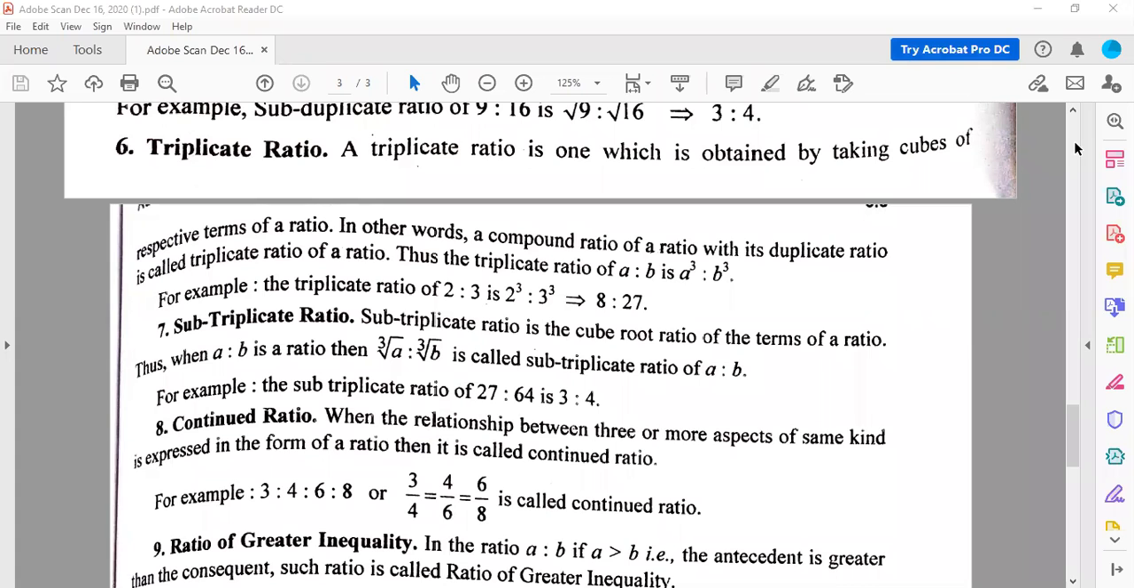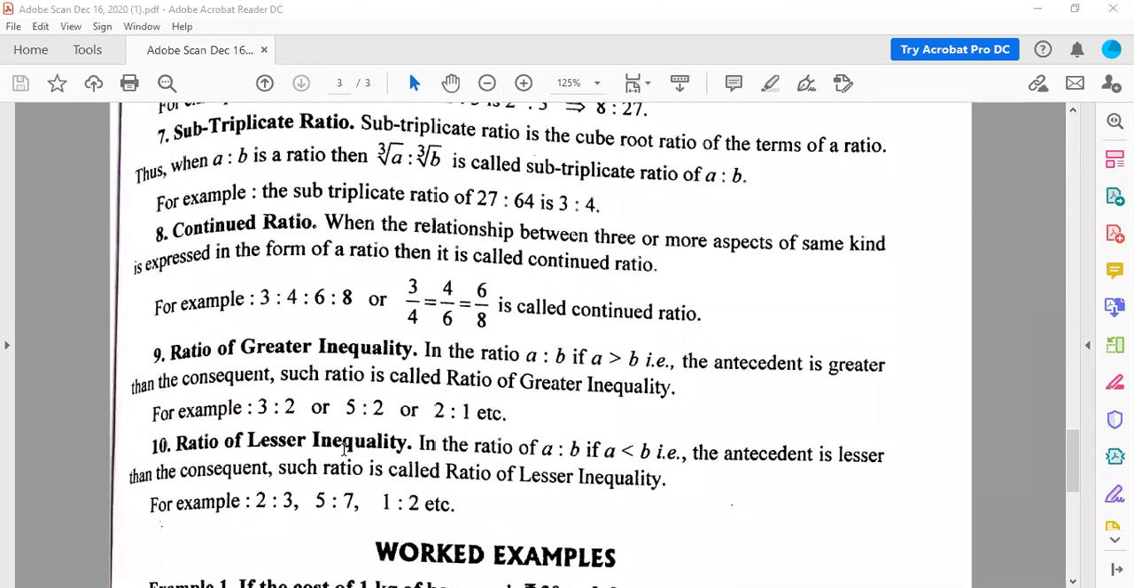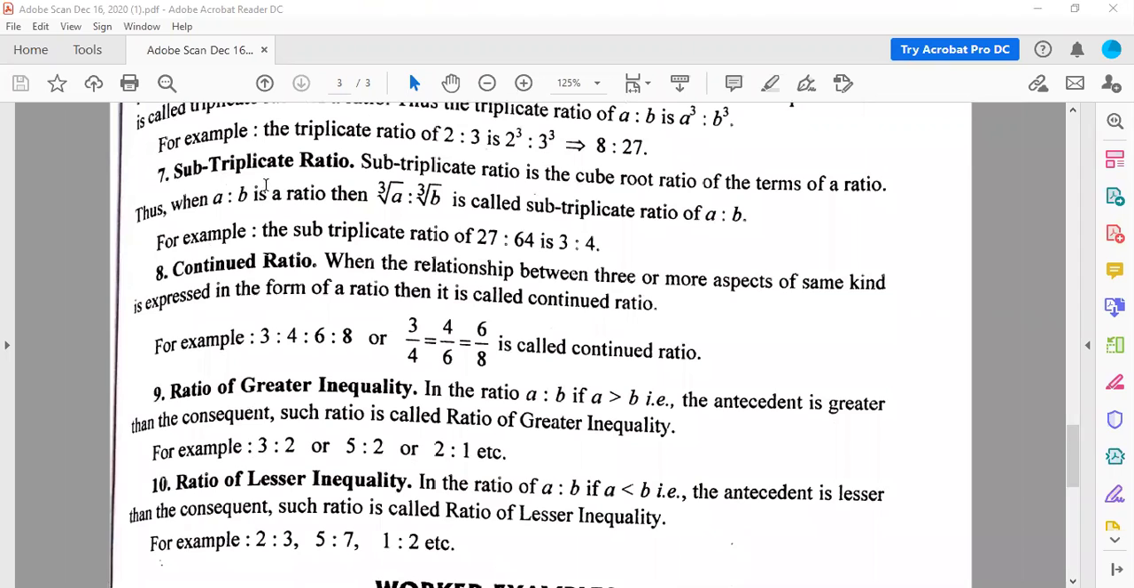Okay. Now, moving to the next type of ratio, that is continued ratio. We have another three types of ratios to understand. We'll finish that off. Continued ratio. When the relationship between three or more aspects of same kind is expressed in the form of ratio, that is known as continued ratio. When they are talking about three or more ratios which are connected to each other, that will be called as continued ratio.